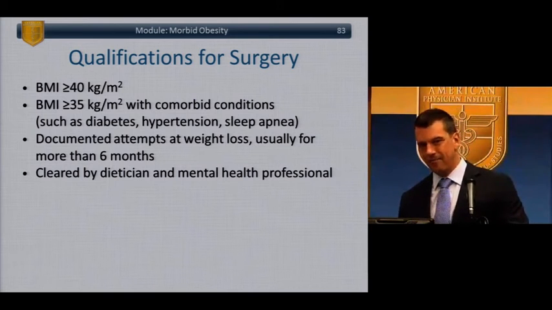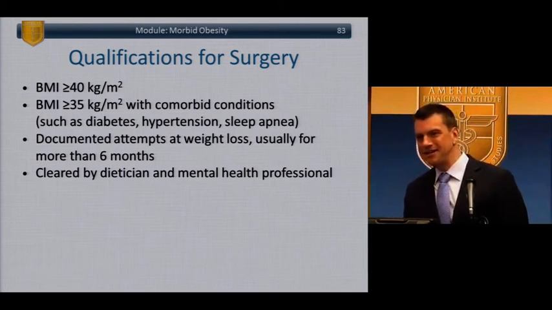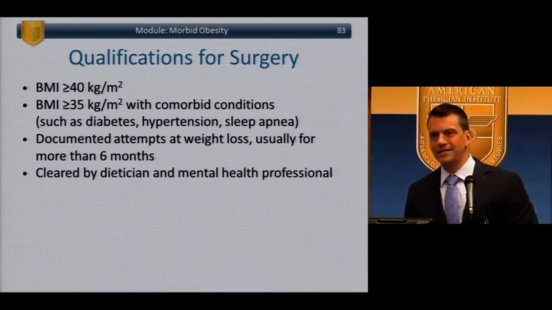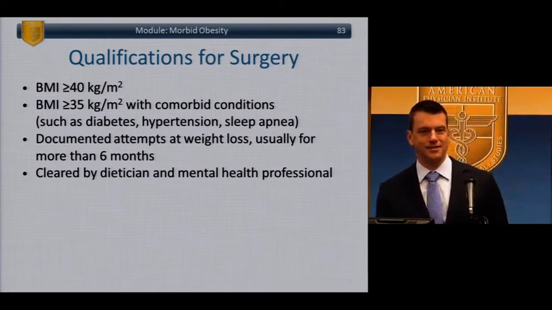These are life-changing operations. You have to change just about everything about the way you eat, your social situation, what you can and can't do. So this needs to be a committed individual who can follow the directions and do this. And usually a mental health professional and dietitian should clear these patients. As part of that evaluation, always consider the mental health side of things and the psychological clearance as well.